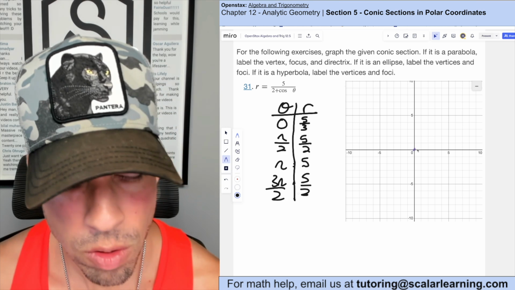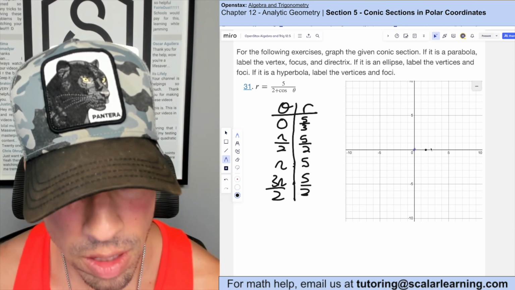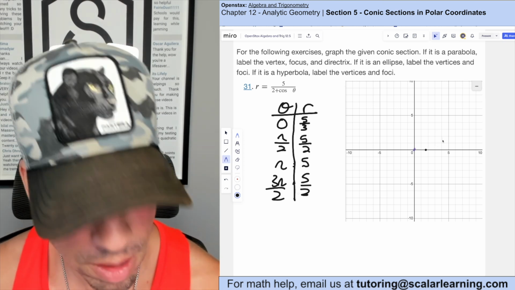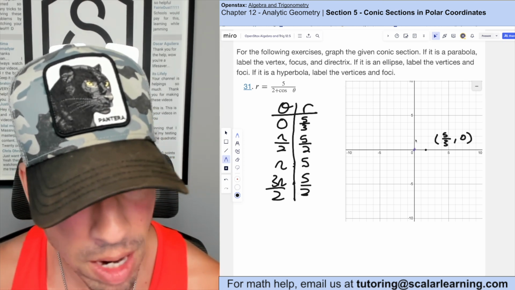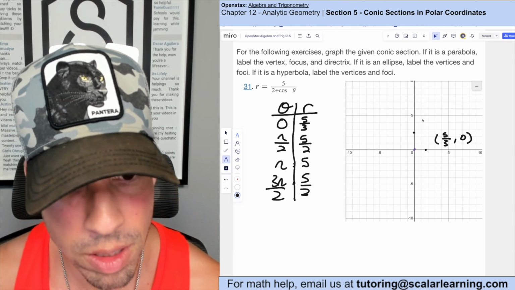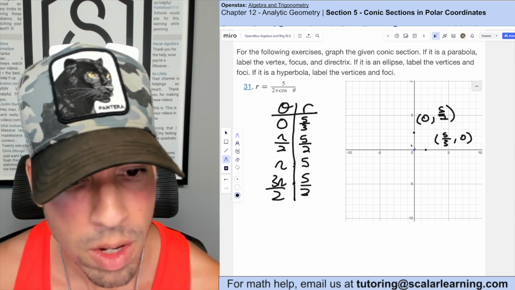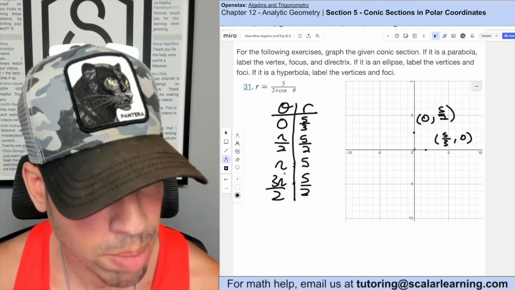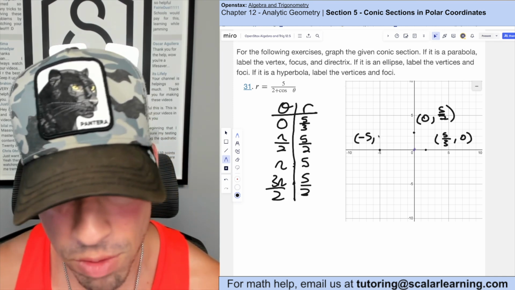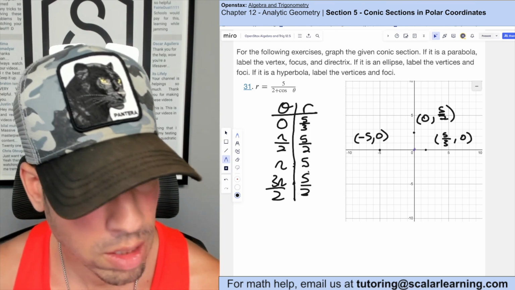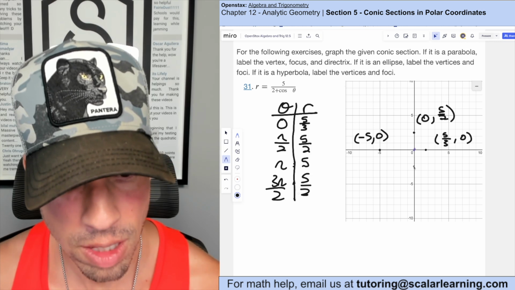So we got 0 and we've got 5/3, so that's 1 2/3, so maybe like right here, and that's one of the vertices, and there's the equivalent point in the xy coordinate plane. Then we got pi halves at 5 over 2, which is 2.5. Let's put it up here, and again, that's going to be 0, 5 halves. All right. Then over here, we've got pi, 5, which is going to be right here, and that's going to be -5, 0. That's the other vertex.